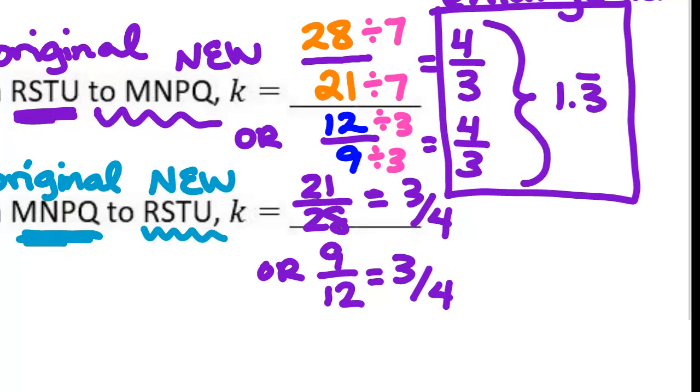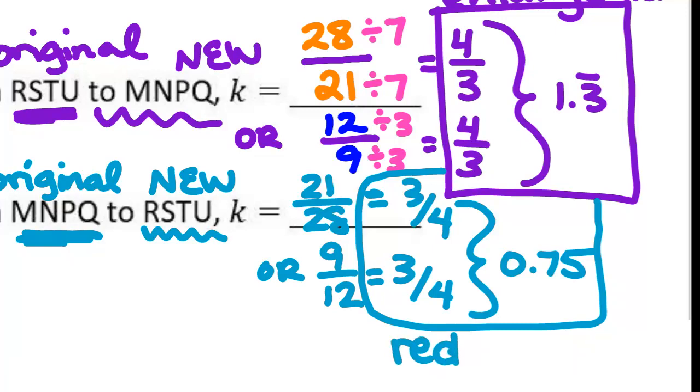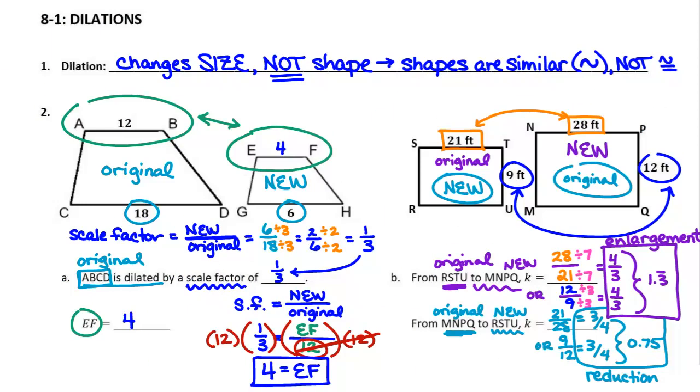What is 3/4 as a decimal? Does anybody know? 0.75. So that would make this a reduction or an enlargement? Reduction. How do I know? Because it's smaller than 1. Specifically, it's in between 0 and 1. So it's a positive number that's smaller than 1.